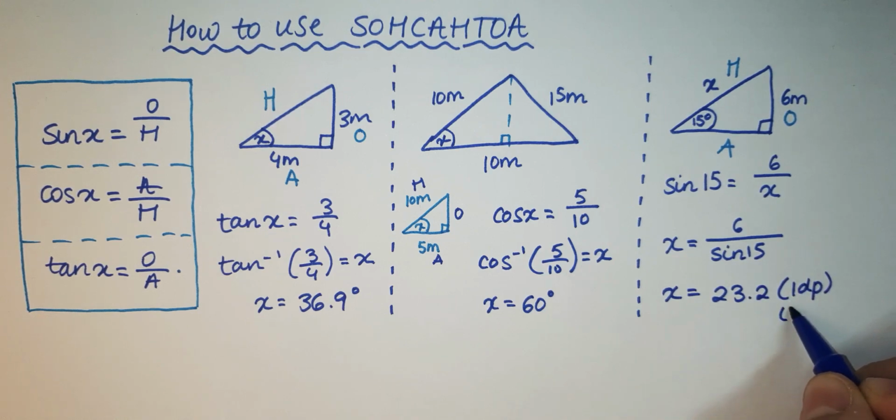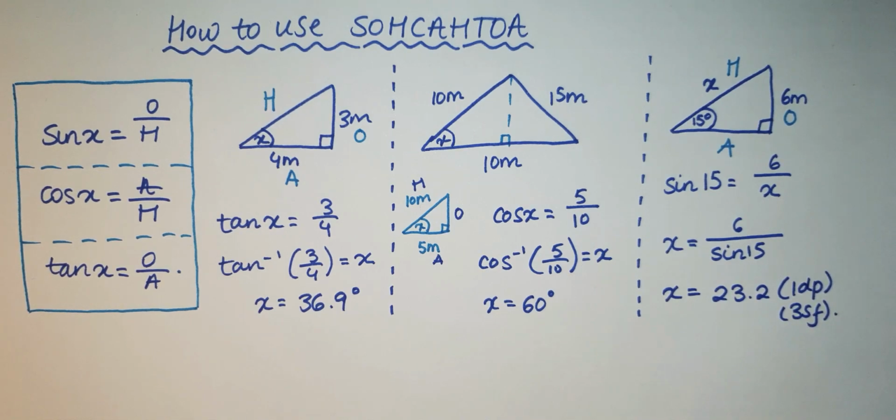So x in this case would be 23.2 to 1 decimal place, or we can say this to 3 significant figures, depending on what the question is asking. So just again, we've labeled the triangle. We need to look at what we have and what we need to find out, and then match it to the formulas. And once we do that, we substitute the numbers in and we rearrange the formula.